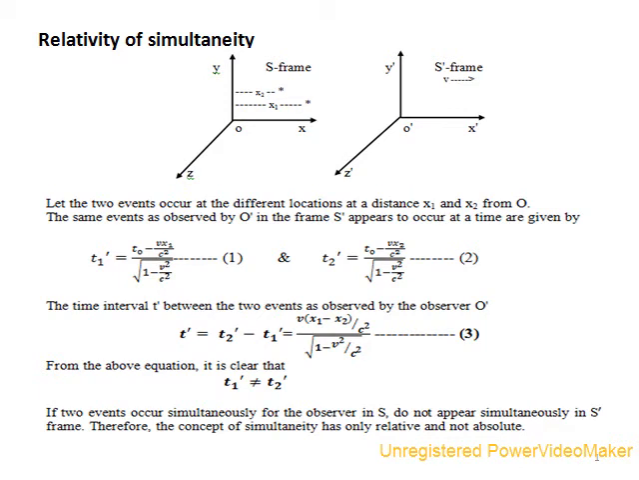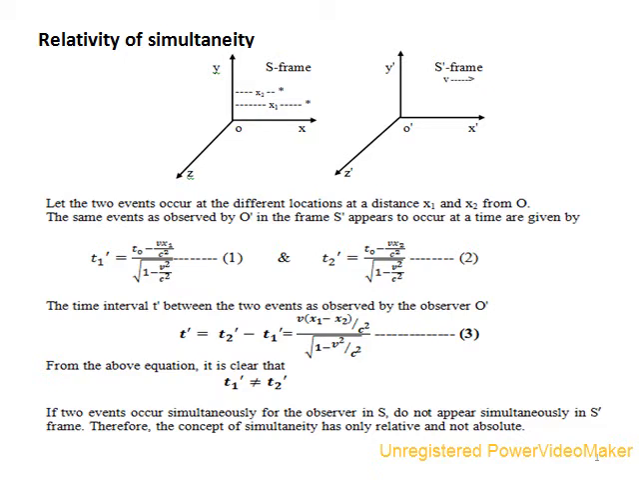Relativity of simultaneity. Consider two frames of reference S and S dash having a common x-axis. The frame S dash is moving along the positive x direction with uniform velocity v relative to the frame S, which is at rest. The two events, for example the explosion of a pair of time bombs, occur in the frame S at the same instant, that is t0, for the observer O in the frame S.